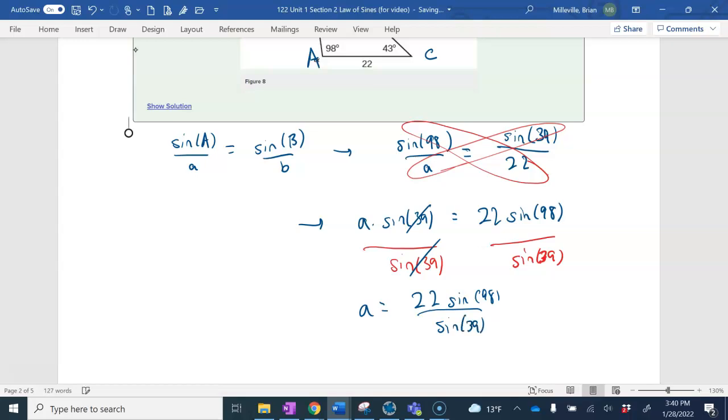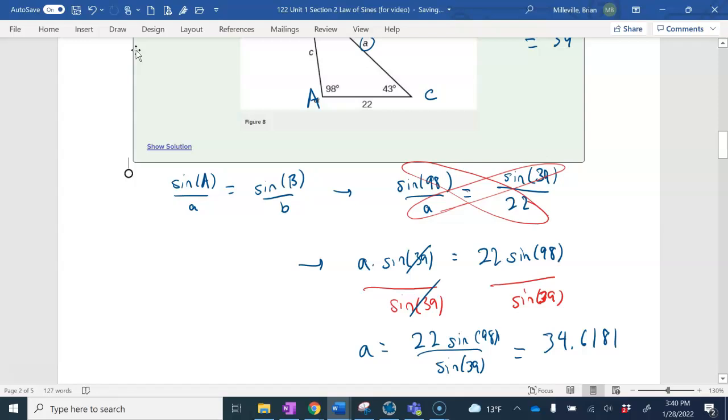I guess this is in degrees, so if we're using a calculator, do this in degree mode. Now I've computed this already. You can double check it. It comes out to 34.6181 if we round it to 4 decimal places. So we've got one of the missing sides.